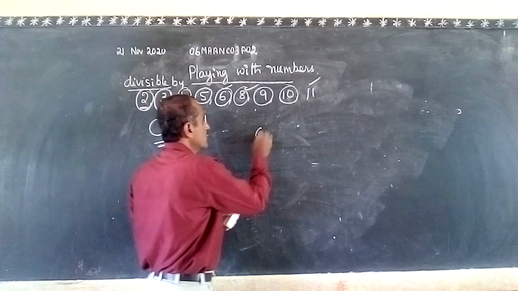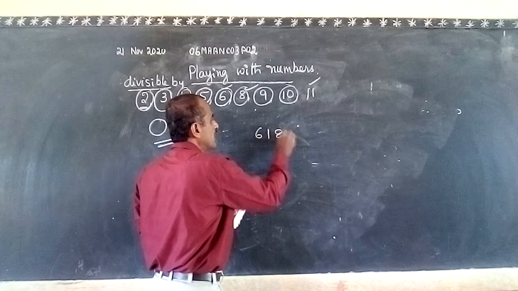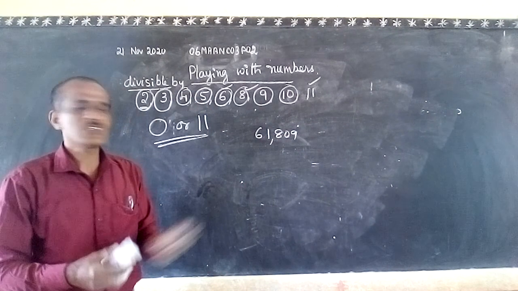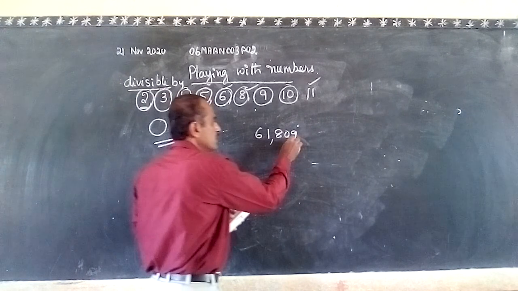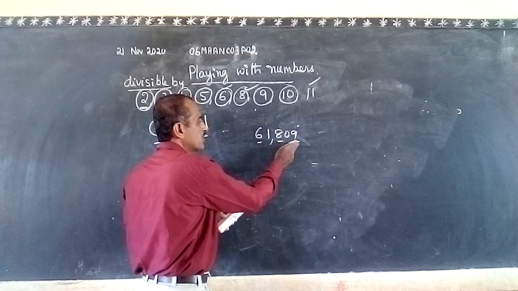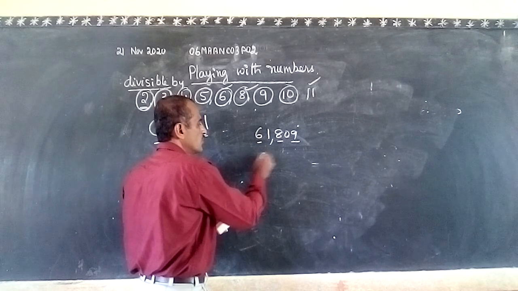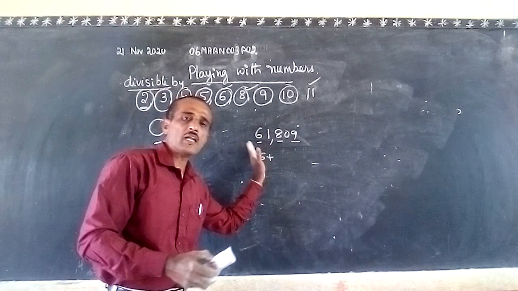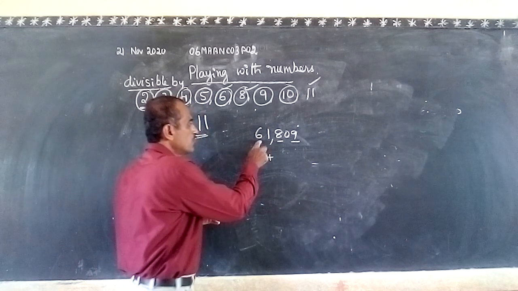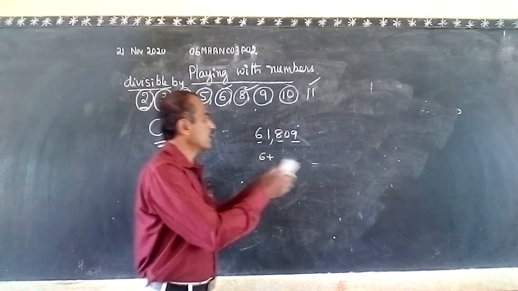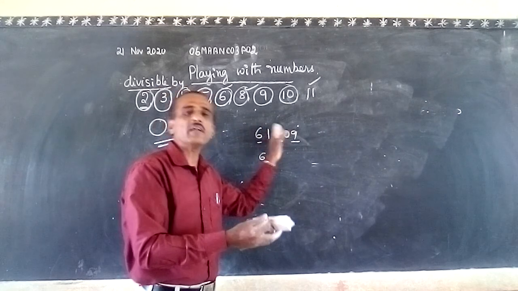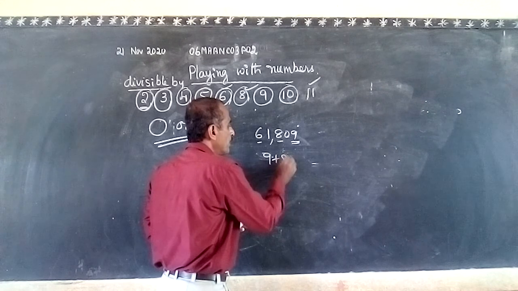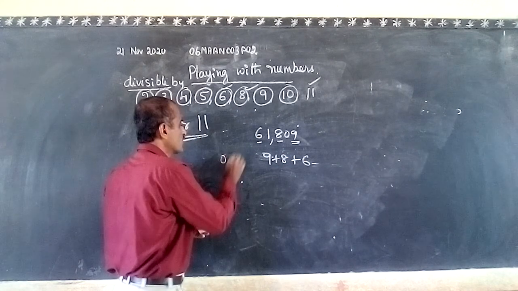Say 61,809. Suppose this number. See, let us add the digits of the odd places. Odd places: 9, 8, 6. You have to search odd places from the right side, not from the left. From the right side it is odd places, then from the right side it is even places. So 9 plus 8 plus 6. This is odd places.